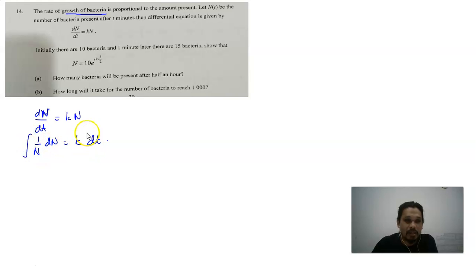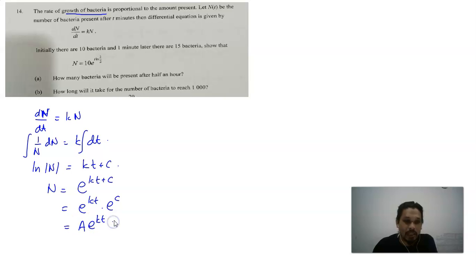So integrate left and right. Again, the natural log of n equals k t plus c. So take the constant e here and here. So then n equals e to the power of k t plus c. It is e to the power of kt multiplied with e to the power of c. It is A e to the power of kt.